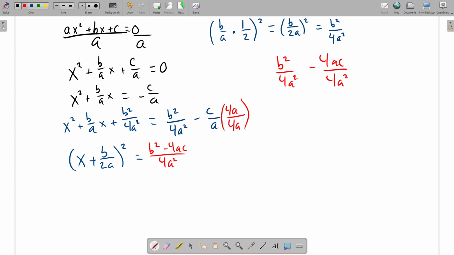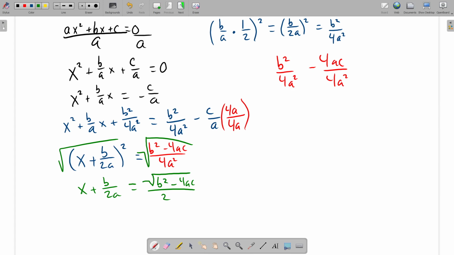Now we're trying to isolate x, so we need to get rid of the squared. We get rid of it by taking the square root of both sides, leaving us with just an x plus b over 2a on the left. And on the right, on top, we're just going to leave this as the square root of b squared minus 4ac. But on the bottom, we can actually take the square root of each of these terms because they're both perfect squares. The square root of 4 is 2, and the square root of a squared is a. And we know that when we take the square root, we're going to get this plus or minus.